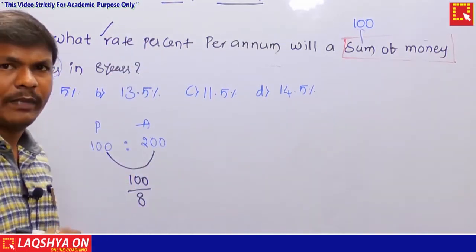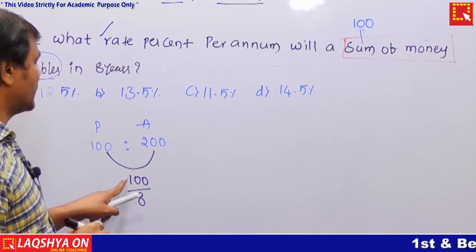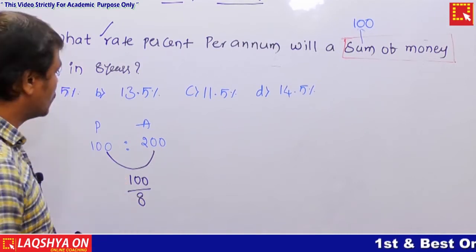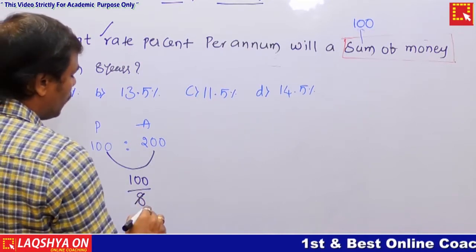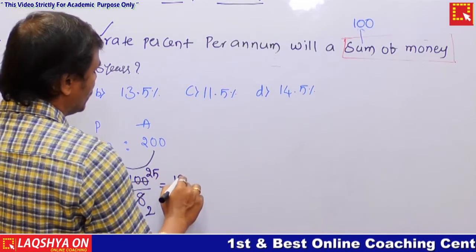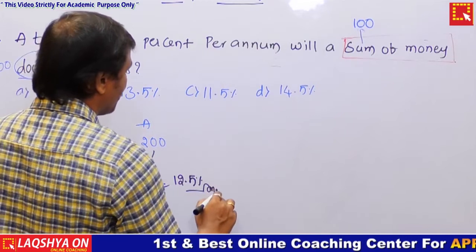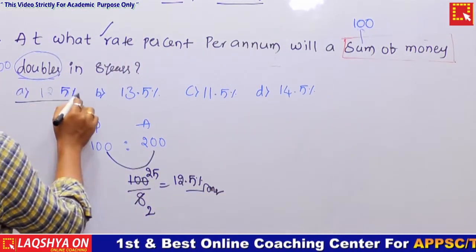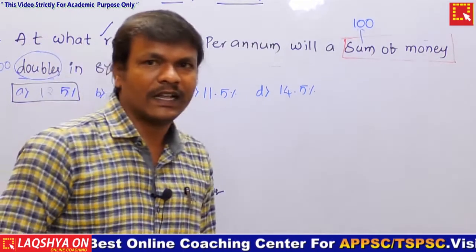Rate of interest means how much we pay per annum, per year. We pay interest of 100 rupees over 8 years. So per year, 100 by 8, that is 25 by 2, which is 12.5% per annum. The rate of interest is 12.5%.